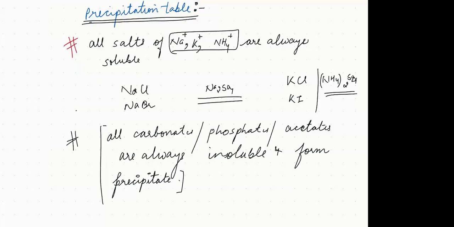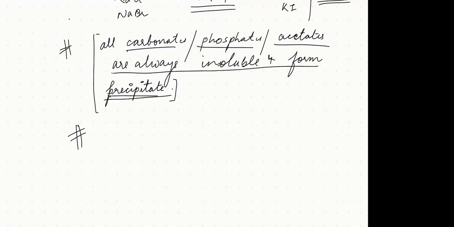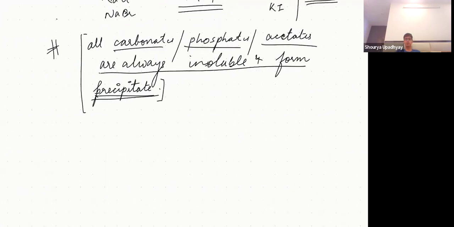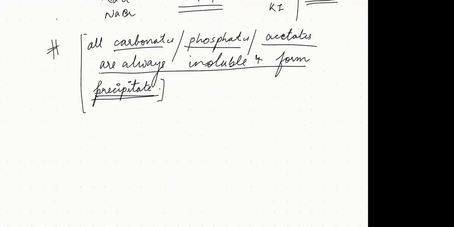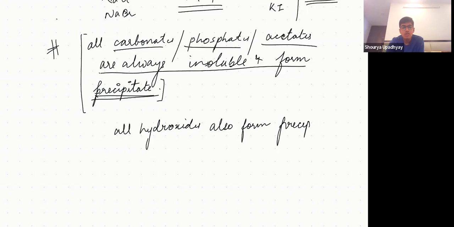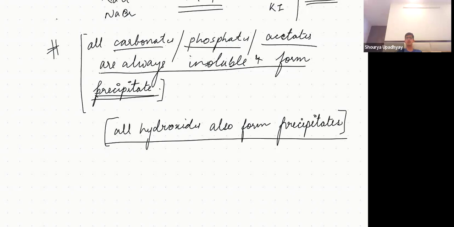Right. So let's suppose if you talk about all carbonates, phosphates, acetates, they are always insoluble and they form precipitate. Did you understand? Yes, ma'am. On the similar note, what do we have? Now see, all hydroxides also form precipitate. All hydroxides also form precipitates, right?